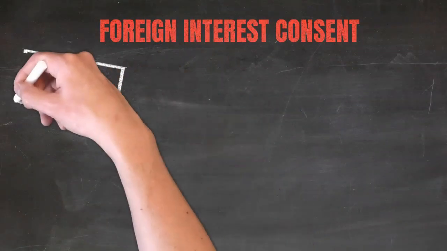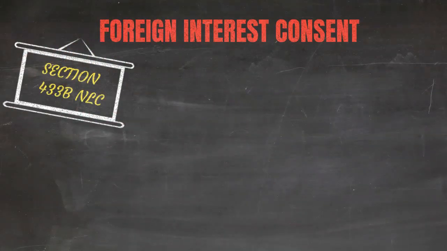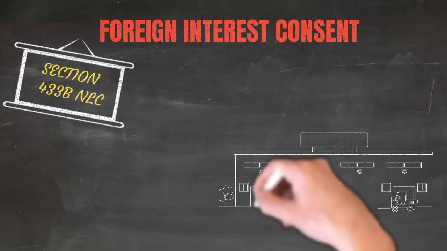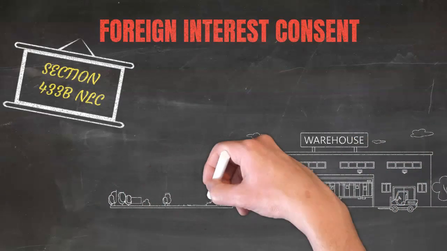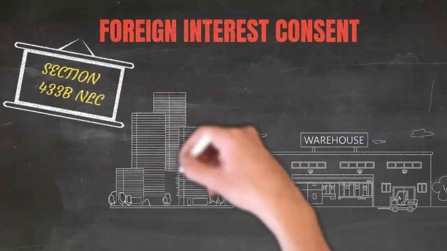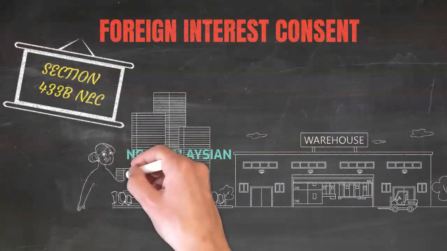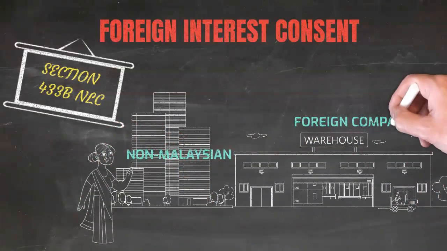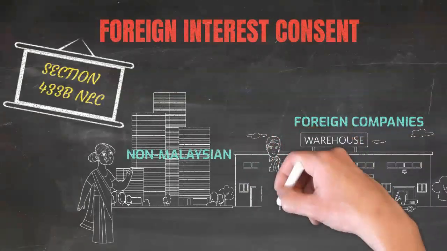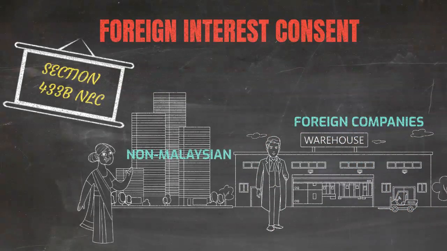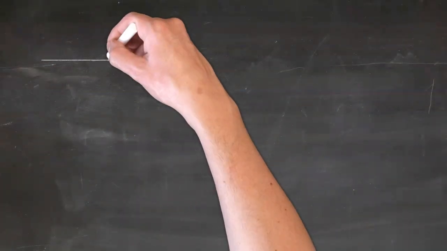Foreign interest consent. Foreign interest under Section 433B of the National Land Code is an interest of a group, an individual or a party acting jointly, and includes: 1. Individuals who are not Malaysian citizens, 2. Permanent resident individuals, 3. Foreign companies or foreign institutions, and 4. A local company or local institution where the parties in items 1 and 2 have more than 50% voting rights in the local company or local institution concerned.